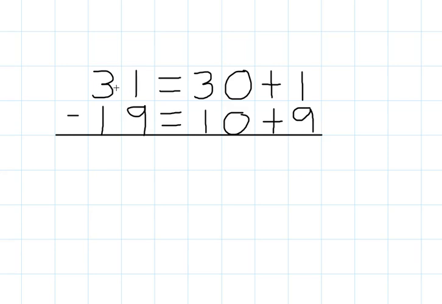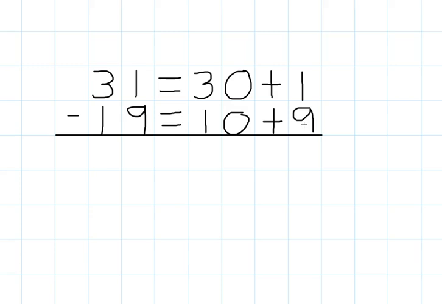I have taken these numbers, 31 and 19, and I've broken them into place values. So I'm going to start in the ones place. Just like when we added, we always start in the ones place. So I'm going to start subtracting. I have 1 one, and I need to subtract 9. Well, I can't do that. Clearly, if I have only 1, I can't subtract 9. So I'm going to need to get some more ones from somewhere.